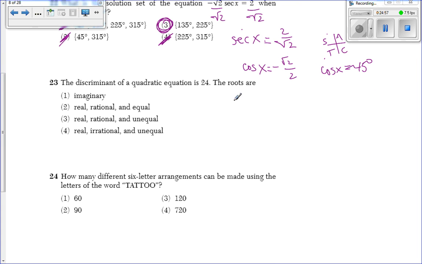For 23, the discriminant of the quadratic equation is 24. So my discriminant is 24. 24 is not negative, therefore it's not imaginary. 24 is not equal to 0, therefore it's not equal. 24 is not a perfect square, therefore it's not rational. Irrational. The discriminant is b squared minus 4ac, and that's the part that's underneath the radical in the equation. You can't get the square root of 24, so therefore it's irrational.